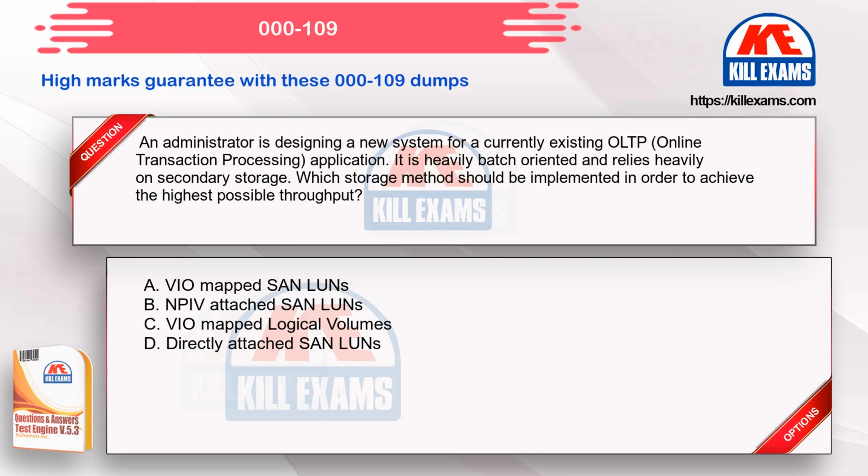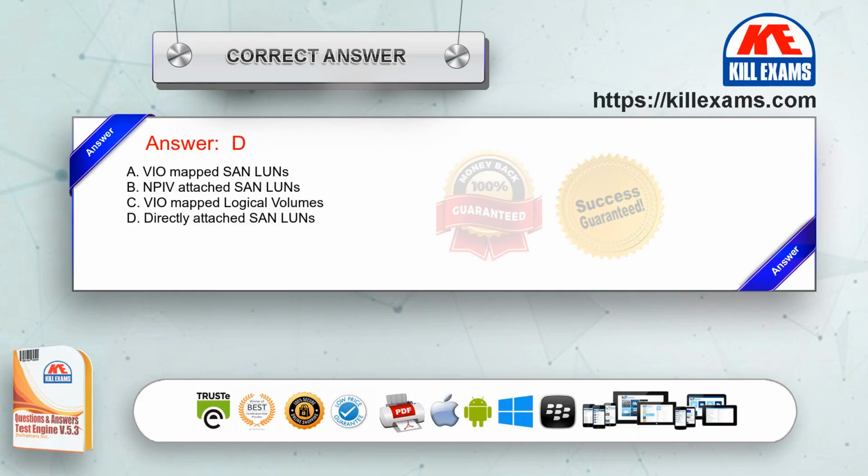Option A. VIO-mapped SAN LUNs. Option B. NPIV-attached SAN LUNs. Option C. VIO-mapped logical volumes. Option D. Directly attached SAN LUNs. The correct answer is option D.